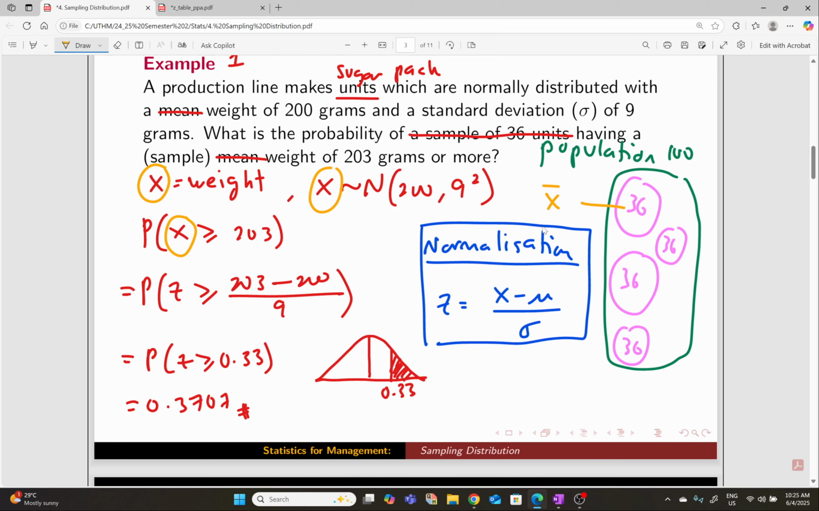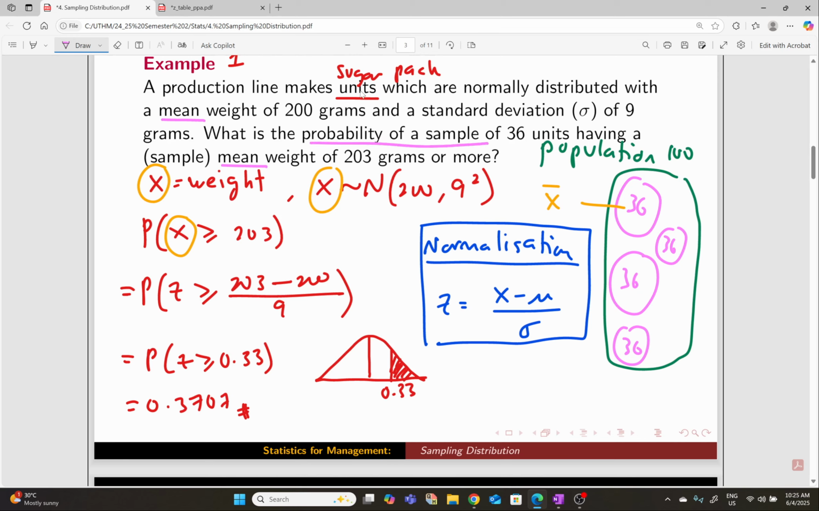Now in this chapter we are going to study the sample mean. So I'm going to take this out and we go for the original question now. You can see this is the mean here. We are studying the sample mean here, the probability of the sample mean.